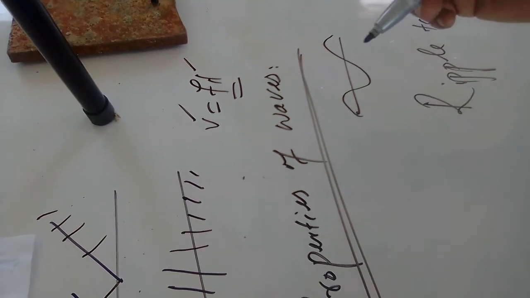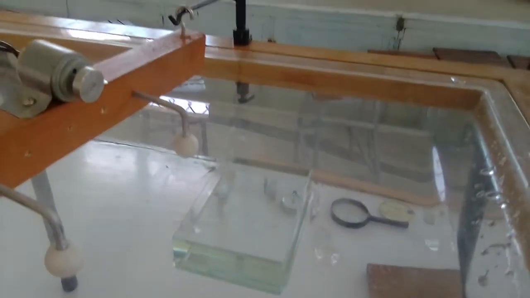This can be observed by placing a glass or plastic sheet in the bottom portion of the tray, as shown in this figure. Incident and refraction. This is called reflection of waves. And this is called refraction. And the next topic is called diffraction.